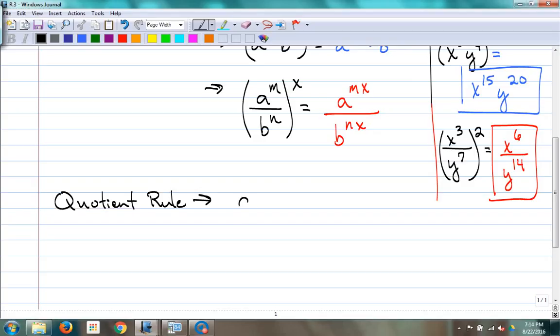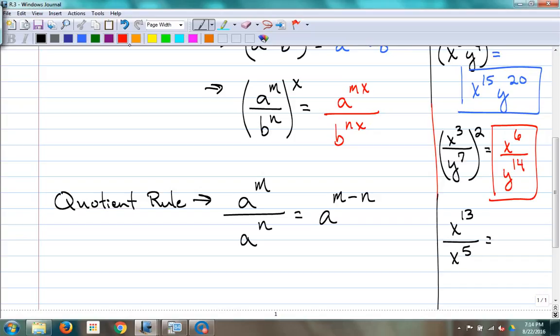Quotient rule deals with the same base. Maybe we got a to the m on top, a to the n on bottom. When you were multiplying the same bases, you did what with the exponents? The product rule was we added, right? Well, the opposite of multiplication is division. So the opposite of addition would be subtraction. So I'm going to subtract those two exponents, a to the m, top minus bottom. We had x to the 13th over x to the 5th. Subtract those would be x to the 8th power. So examples of each of those rules there beside them.